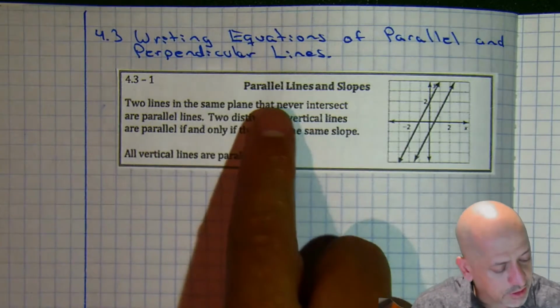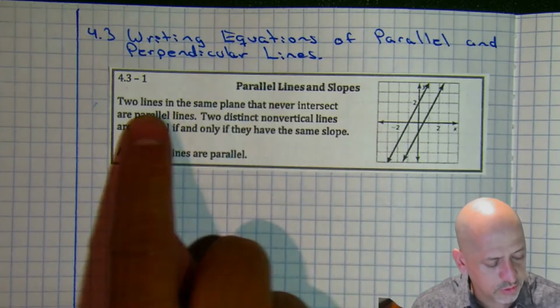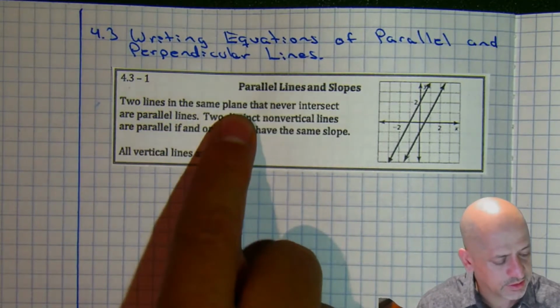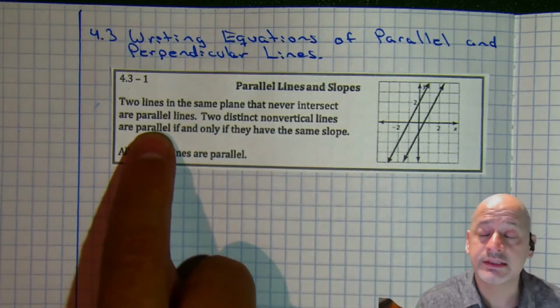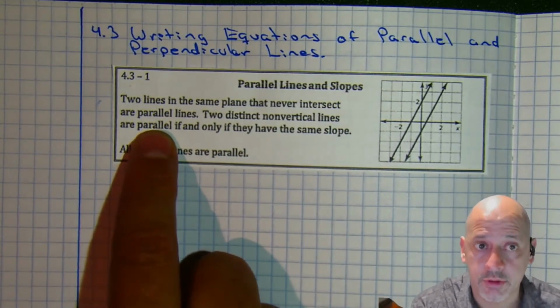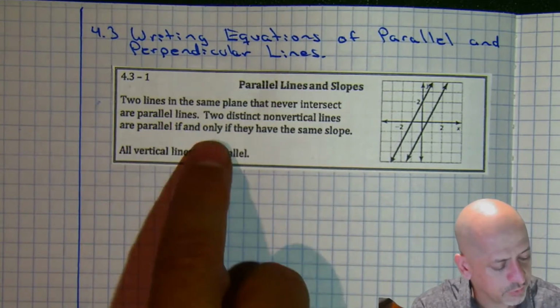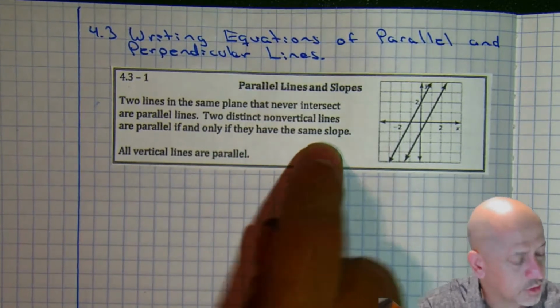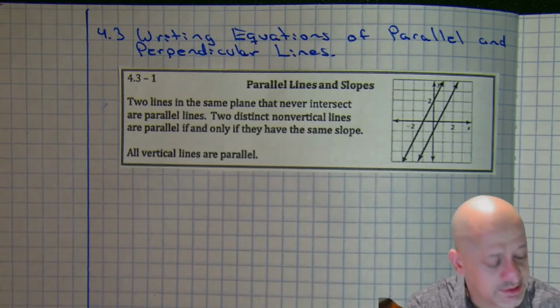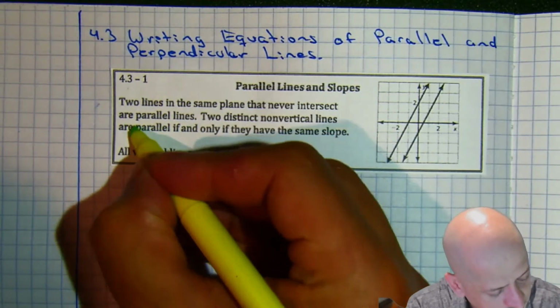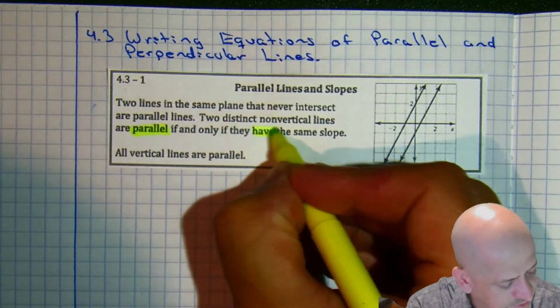So it says parallel lines and slopes. 2 lines in the same plane that never intersect are parallel lines, and that's something that you guys learned in 7th grade. 2 distinct non-vertical lines are parallel if and only if they have the same slope. So something to think about is that 2 lines are parallel if and only if they have the same slope.